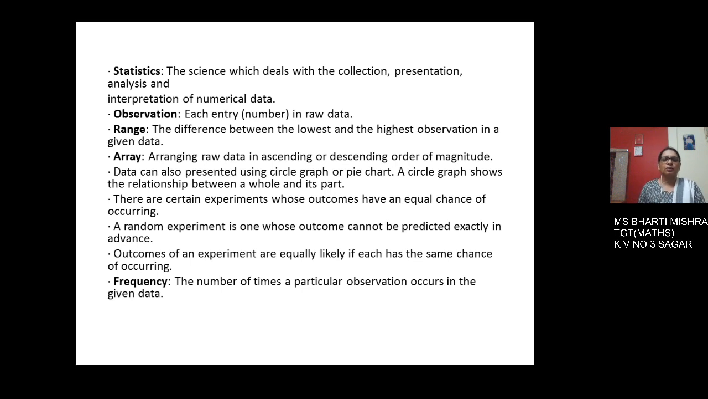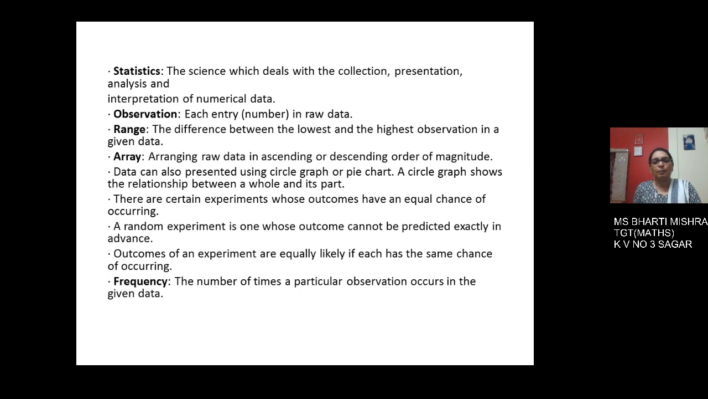Data can also be presented using a circle graph or pie chart. A circle graph shows the relationship between a whole and its parts. There are certain experiments whose outcomes have an equal chance of occurring. A random experiment is one whose outcome cannot be predicted exactly in advance. Outcomes of an experiment are equally likely if each has the same chance of occurring.